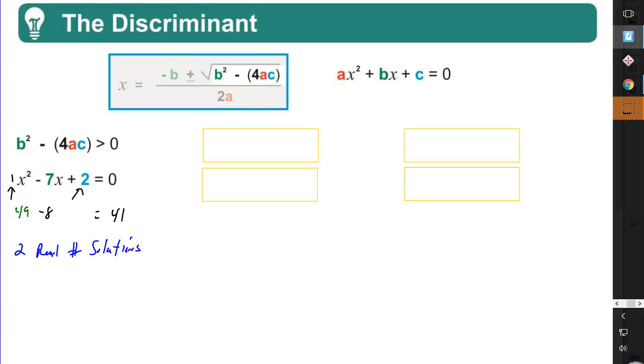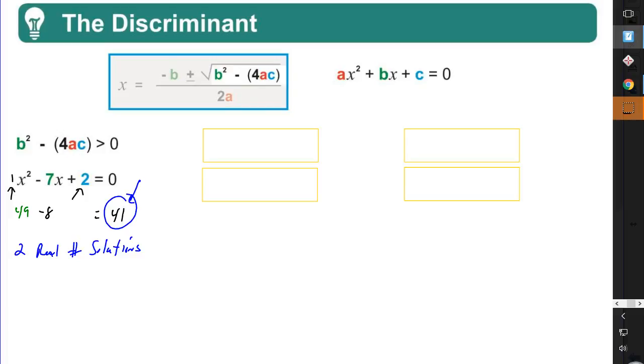And we can further clarify that. If this number ends up being a perfect square, 1, 4, 9, 16, 25, etc., remember that's a root. And so in that case, it's going to be two real rational solutions. If this number is not a perfect square, like it is here, then they're going to be two real number solutions, but they're going to be irrational. Okay? So perfect square, two real rational. Not a perfect square, two real irrational.